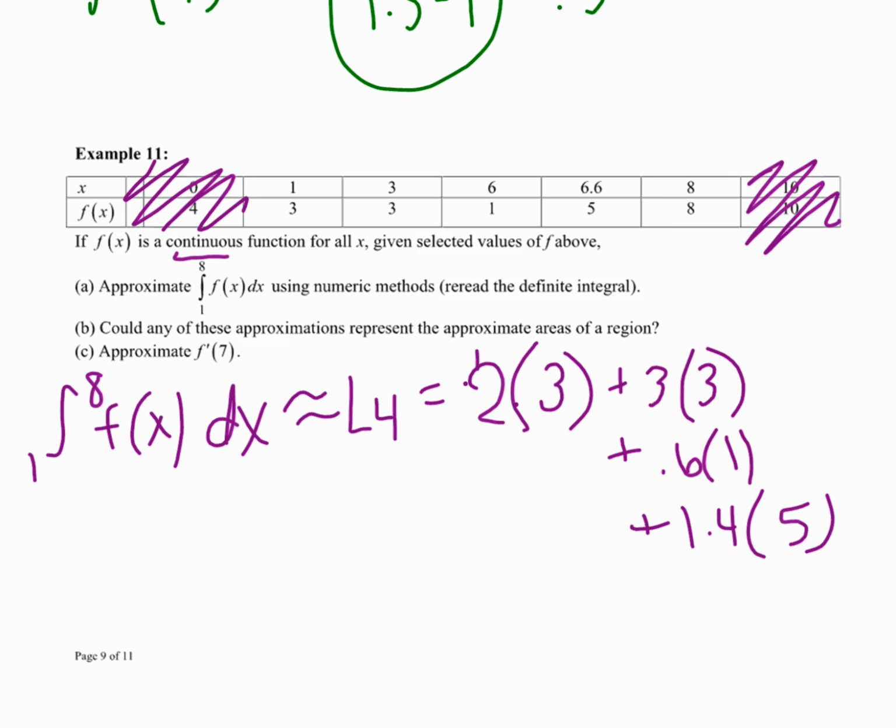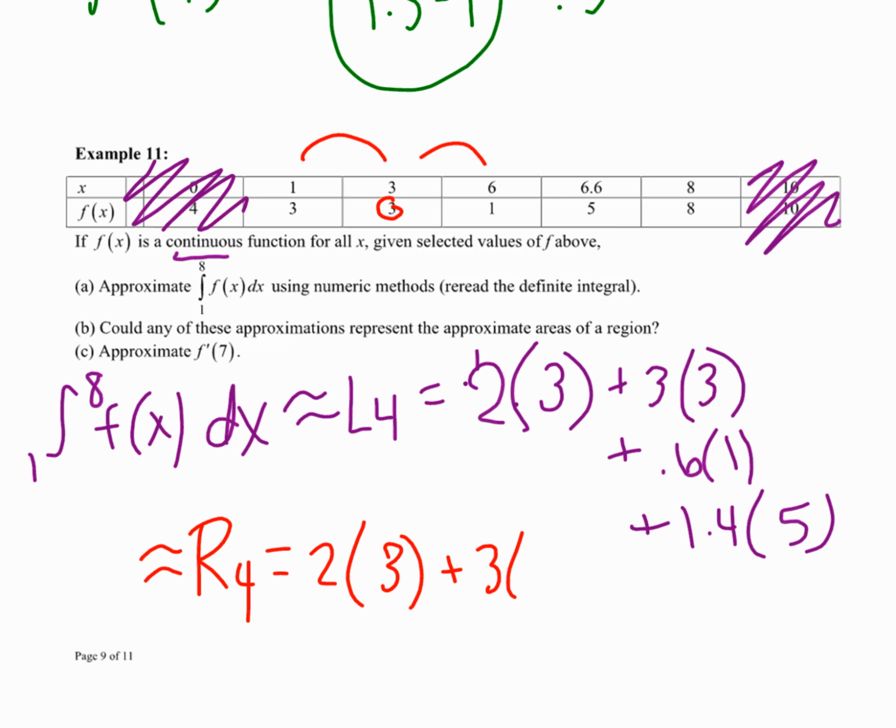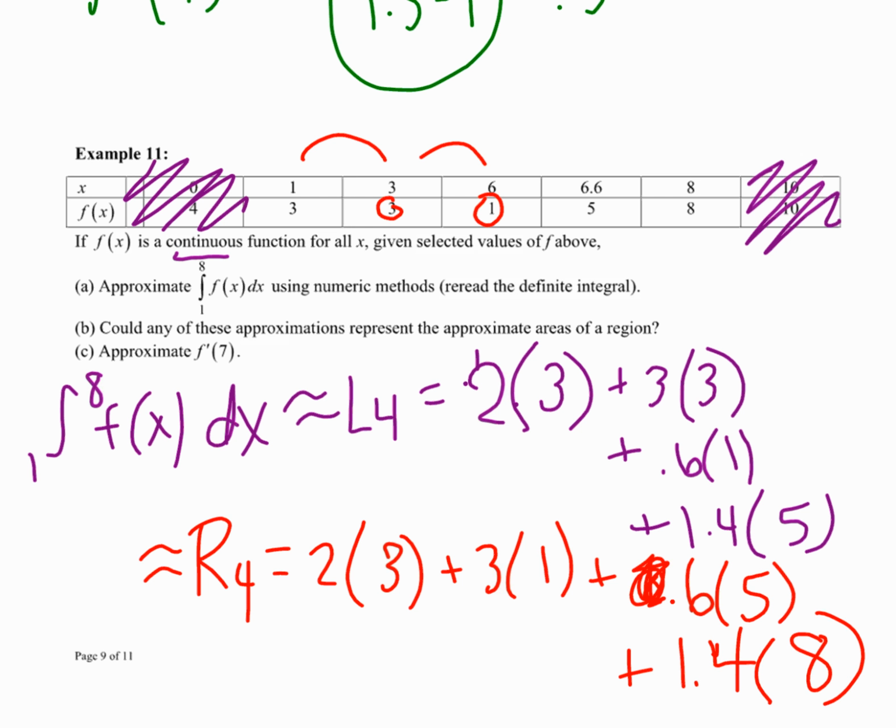All right, so I did a left Riemann sum. I guess I'll do a right Riemann sum as well. So this time, I'm going to use that same width of 2, but I'm going to take the right-hand height, 3. And a width of 3, and a height of 1. A width of 0.6 and a height of 5. And a width of 1.4 and a height of 8. I said 1.6, that was just 0.6, sorry about that.